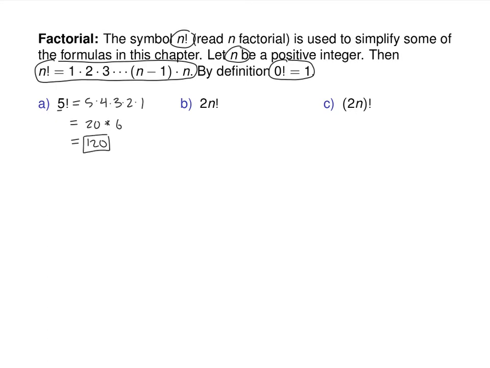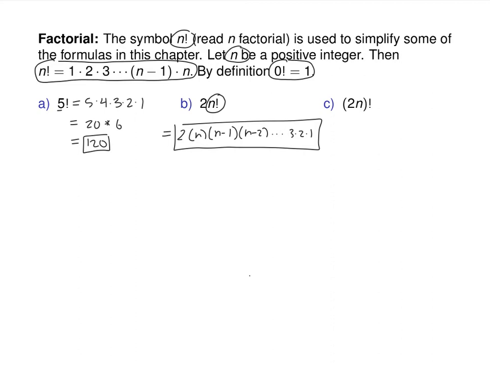Now notice between C and B, the only difference is that there's a lack of parentheses in B. So for B, this means 2 times n factorial, as in do n factorial first, then multiply by 2. So that's 2 times n. 1 less than n is n minus 1. 1 less is n minus 2, all the way down to, say, 3, 2, 1. So that's what 2n factorial is.